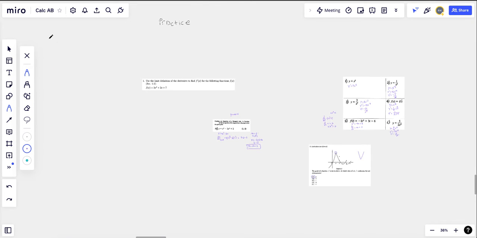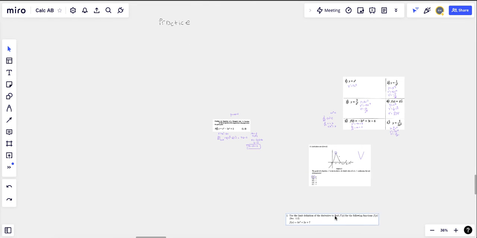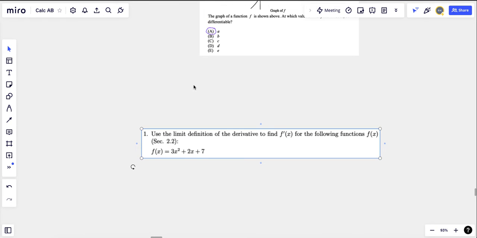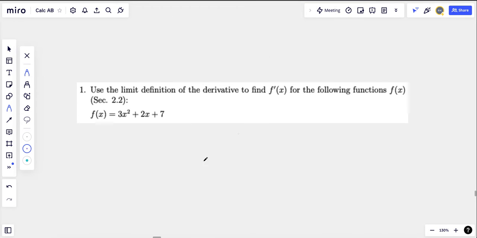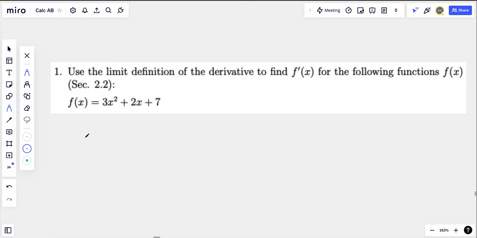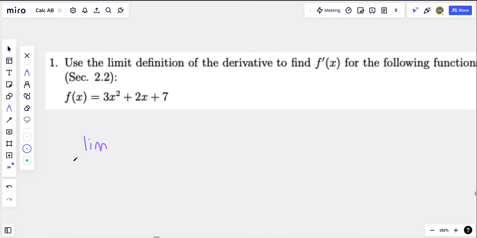Okay, and then the last one, so you just want to use the definition of the derivative. So it's good to have this memorized. I'm not going to require you to, but eventually you will have to memorize this. So it's f of x plus h minus f of x all over h, and its limit as h approaches 0.